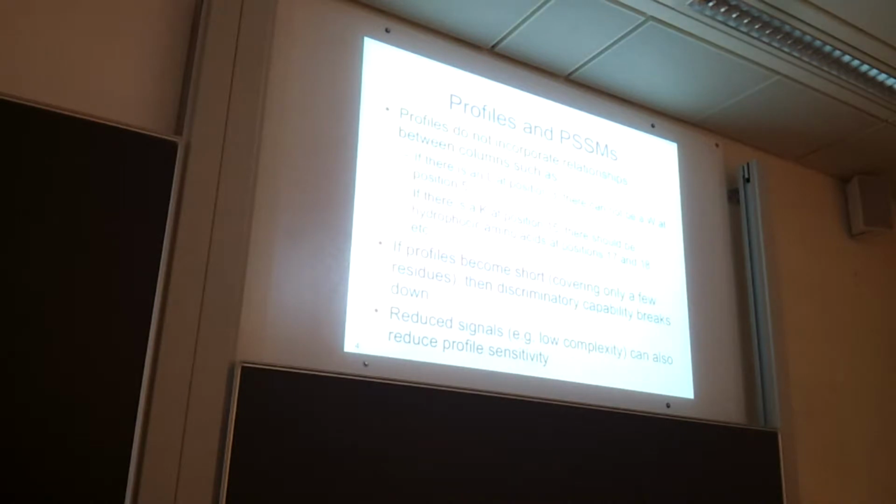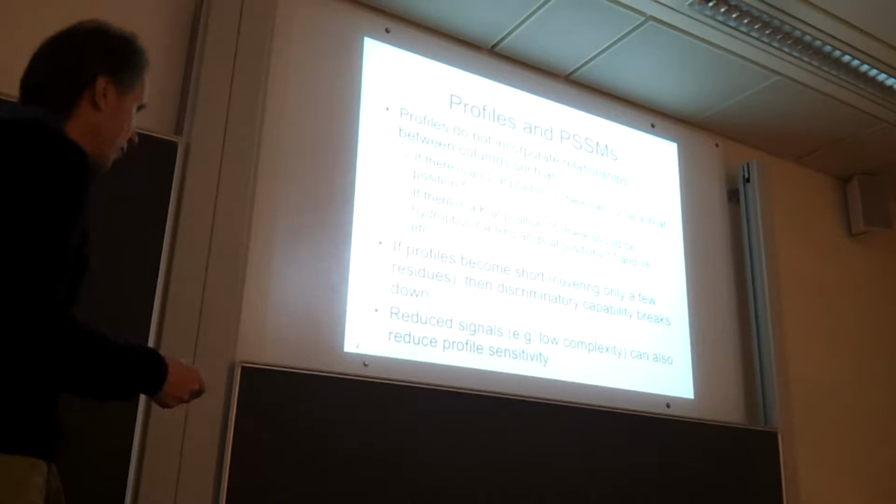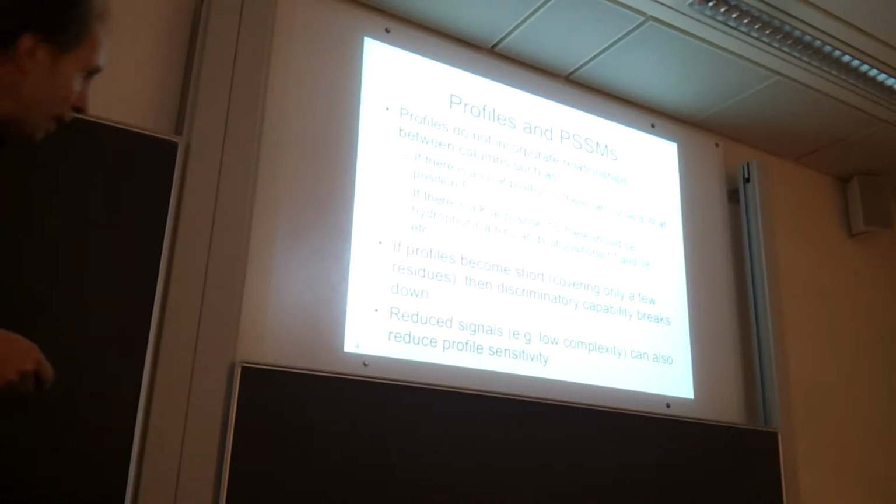Another thing is, as with BLAST, if profiles or sequence alignments become short, covering not too many amino acids, residues in general, then your statistics start breaking down. It becomes difficult to get any good signal. Short alignments should just score 100%, and yet you still are not sure that you have a pattern at hand that is significant. So statistics will not help you anymore. And another thing, of course, is that you have reduced signals, a low complexity that can also severely reduce the profile sensitivity, certainly if most of your sequence happens to be low complex.